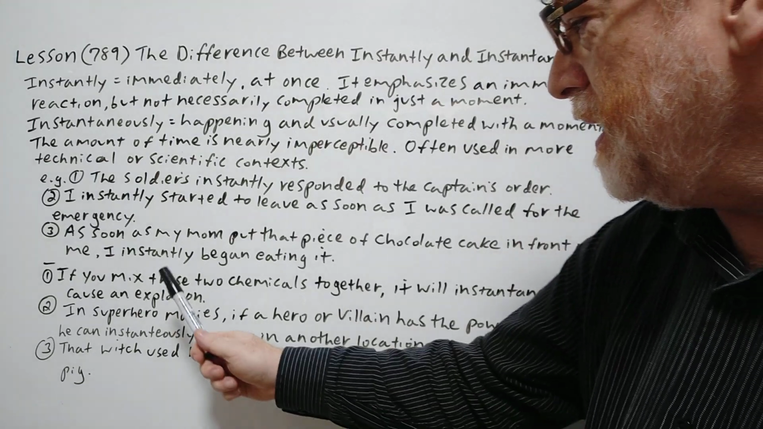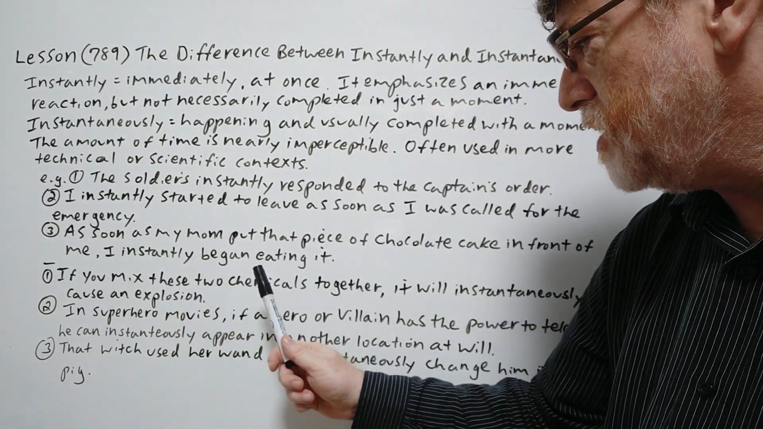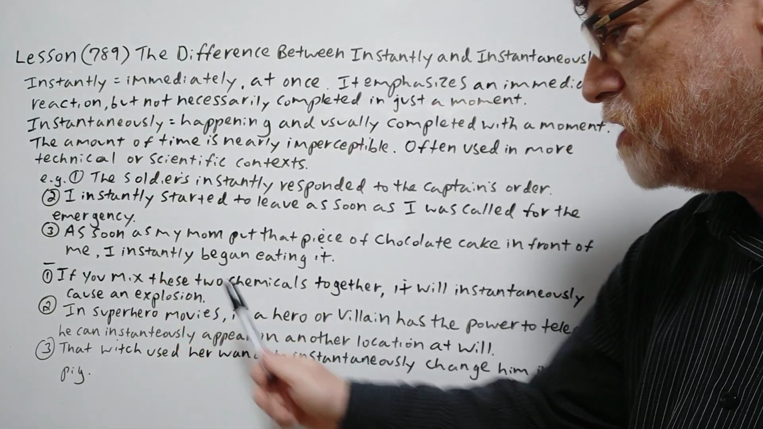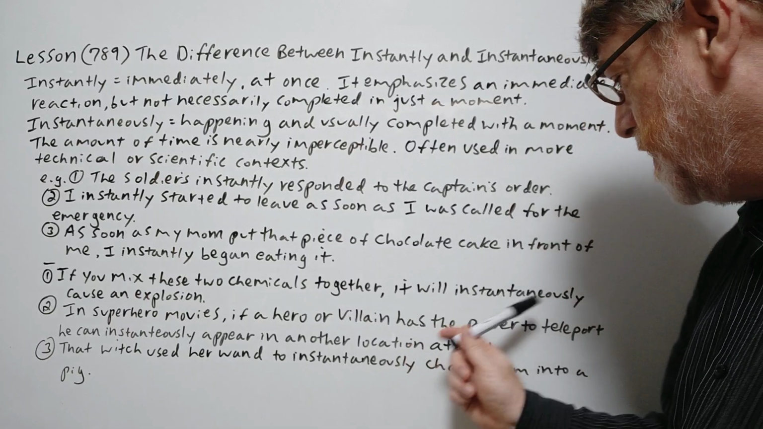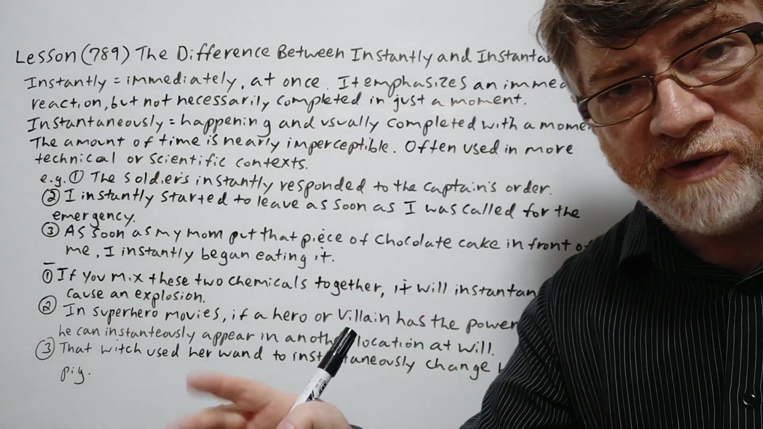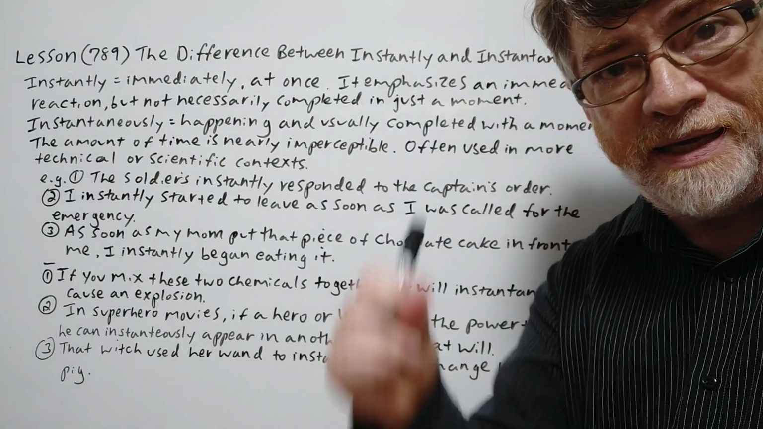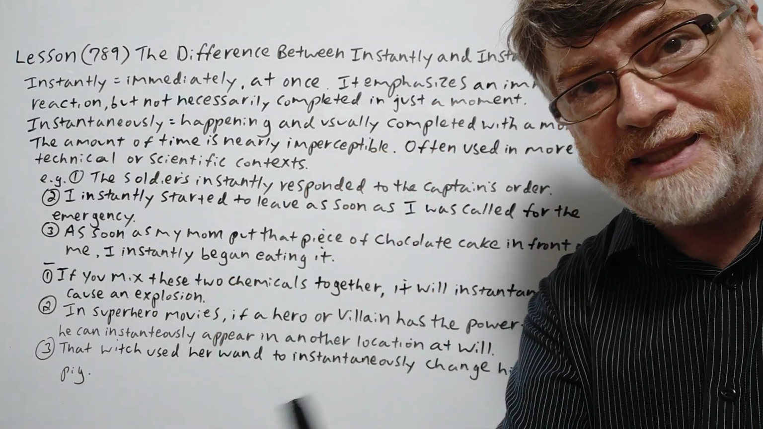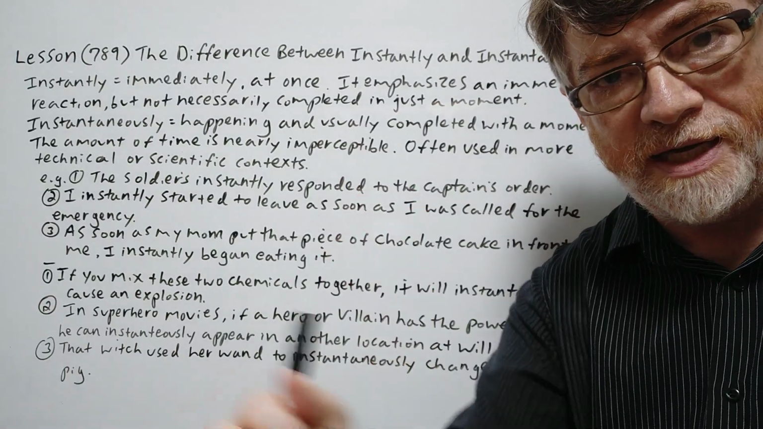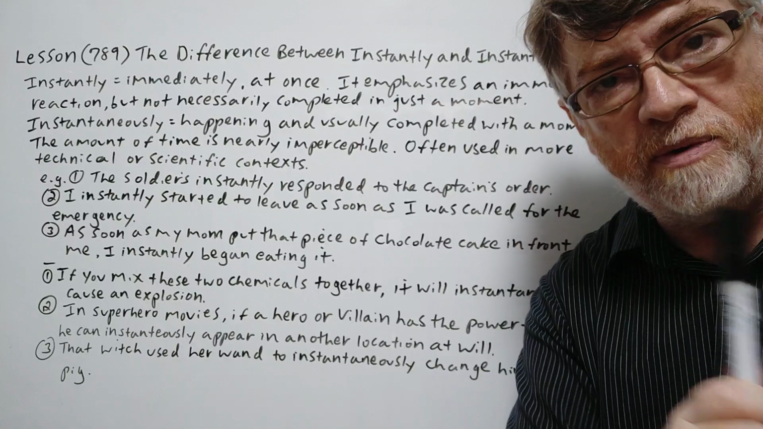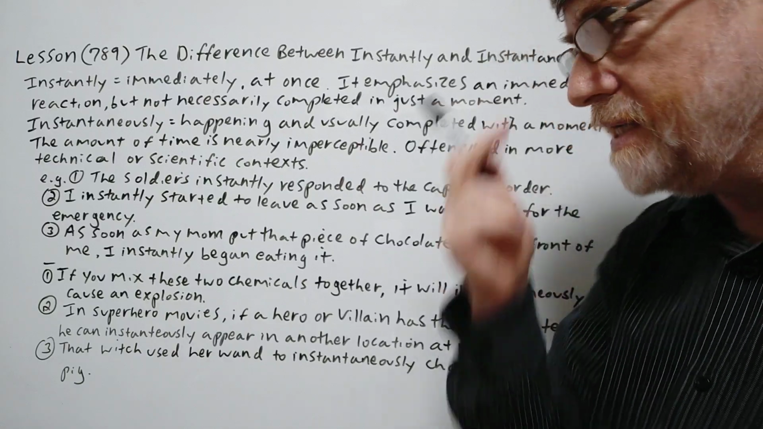Number one for instantaneously: if you mix these two chemicals together, it will instantaneously cause an explosion. Now, this is a good example for instantaneously. One, it's scientific because you're mixing chemicals. Two, it could explode immediately like that. You can't measure the amount of time it takes. As soon as those two chemicals come together, boom, right away. So that would be a good example of instantaneously.